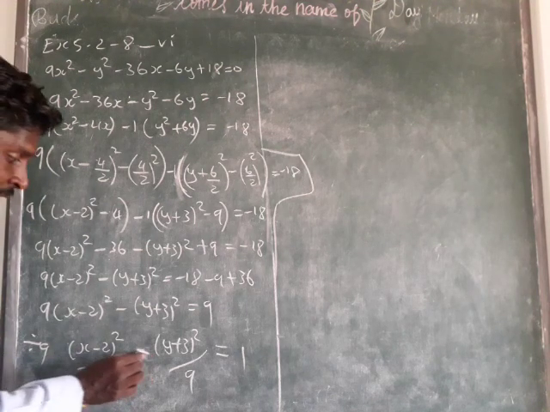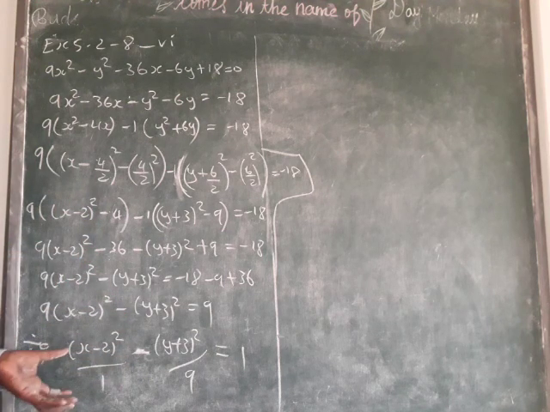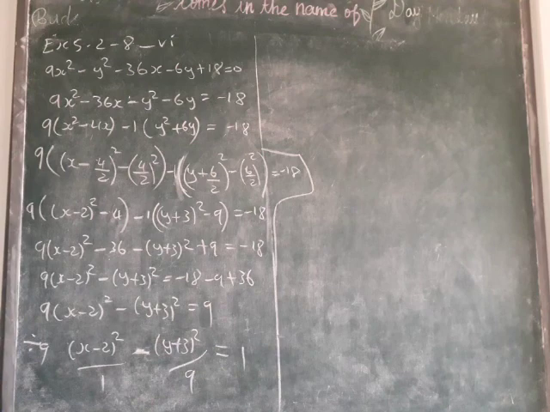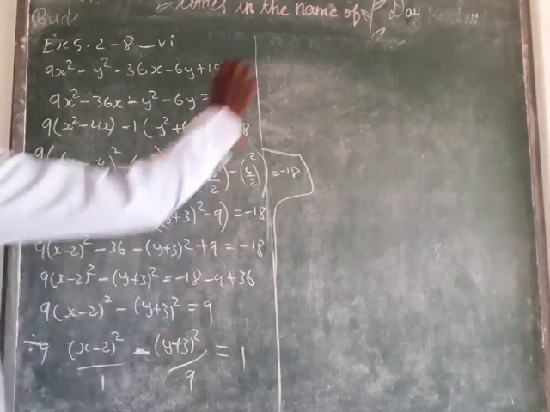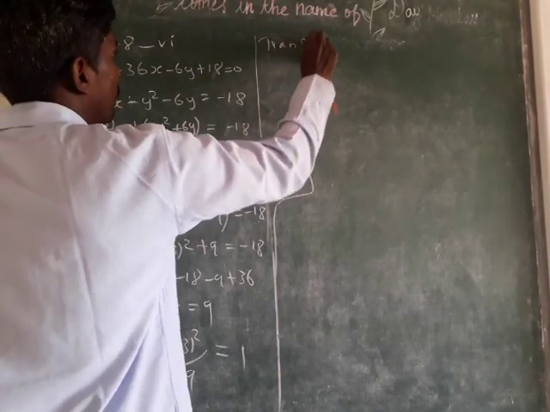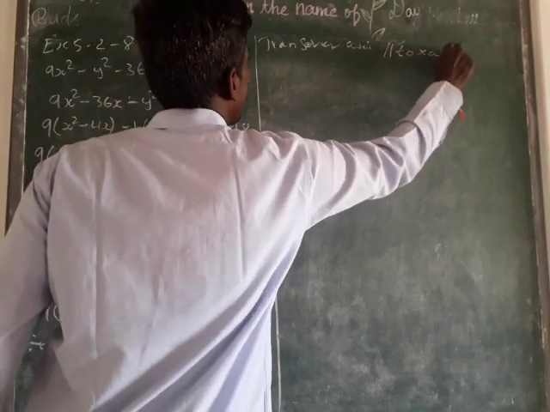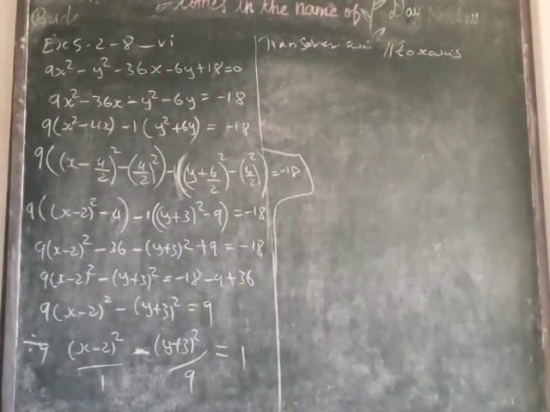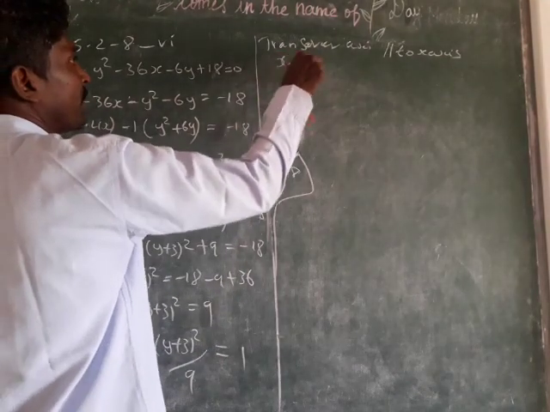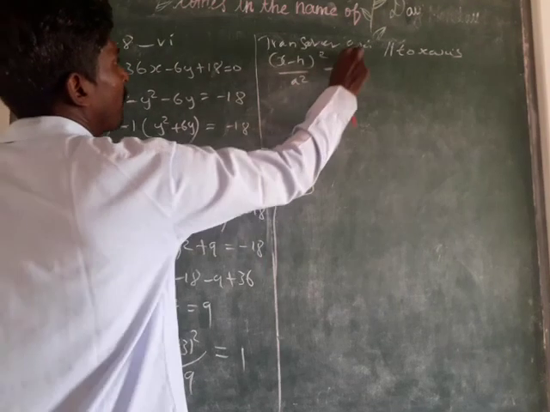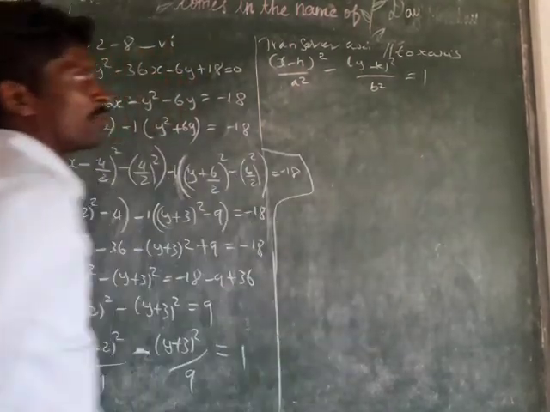If both terms are positive, you think of an ellipse. If any one term is negative, think of a hyperbola. Here the x term is positive and the y term is negative, so it is a hyperbola whose transverse axis is parallel to the x axis. Then what is the standard form? The center is not 0, 0, so the standard form is x minus h whole squared by a squared minus y minus k the whole square by b squared equal to 1.